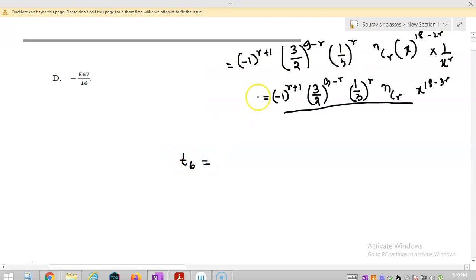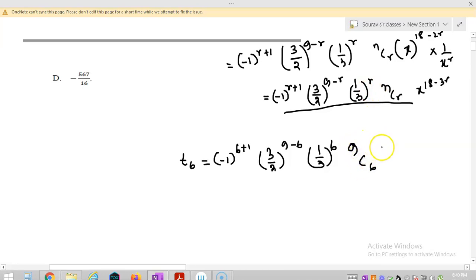So T6 is equal to, we need to put r equal to 6, so it will be (−1)^(6+1), right students? So (3/2)^(9−6), right students? And (1/3)^6 into 9C6, here n is 9. So it will be minus 9C6, which means 9 factorial by 6 factorial into (9 − 6) factorial, which is 3 factorial, and (3/2)³ into (1/3)⁶.